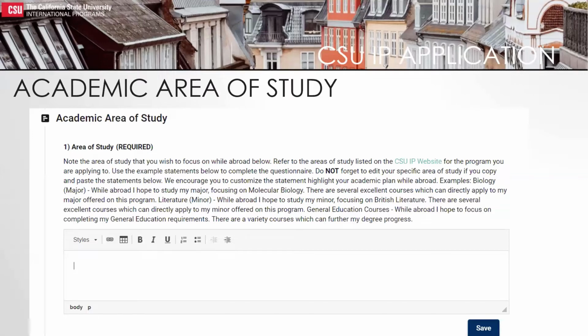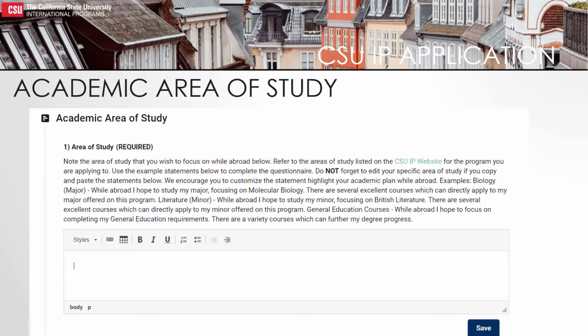In your CSU IP application, you need to clearly state what is your academic goal for the program. This is done in the application under the academic area of study. In the box, write one complete statement saying what is your primary academic goal. You may have up to 2 academic goals.